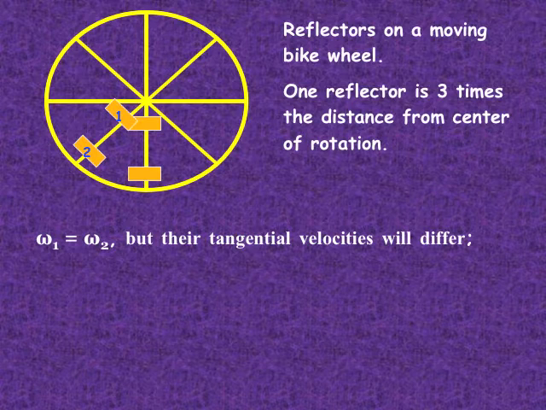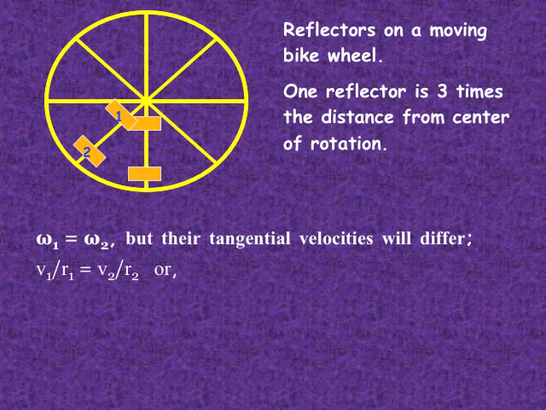Reflector 1 has an angular velocity omega 1. Reflector 2 has an angular velocity omega 2. But they have the same angular velocity because they both sweep the same angle. They're attached to the spoke. They both sweep the same angle in the same time. The tangential velocities, though, the velocities along the path, their curve S, will differ.